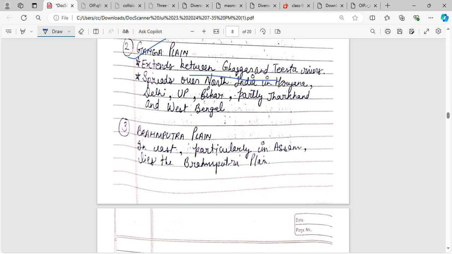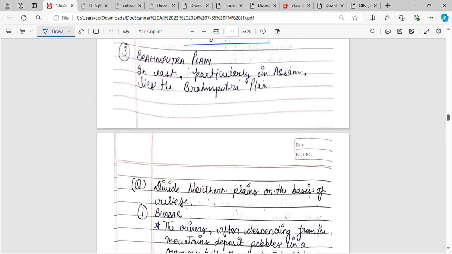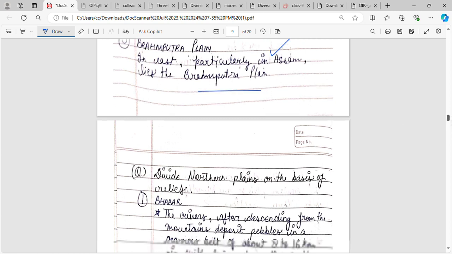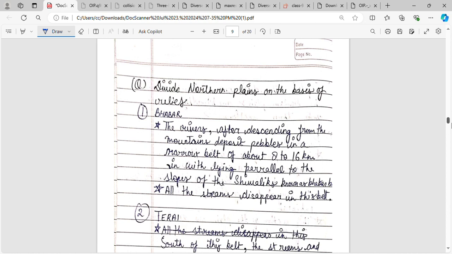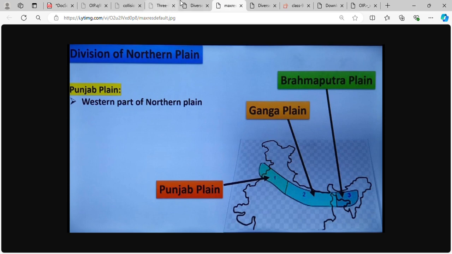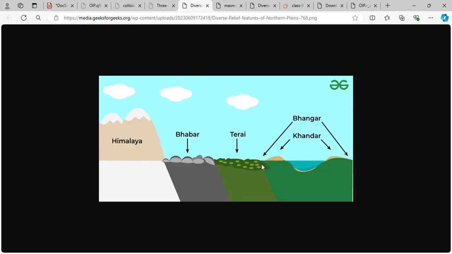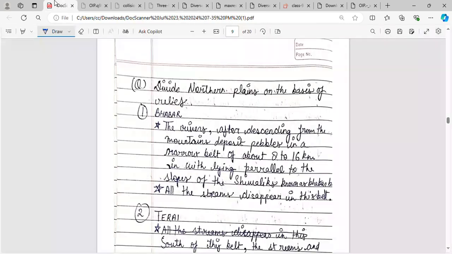Then second is the Ganga Plain. The Ganga Plain extends between the Ghaggar and Teesta rivers. It spreads over North India in Haryana, UP, Delhi, Bihar, partly Jharkhand and West Bengal. The Ganga Plain is quite big. Then the Brahmaputra Plain in the east, particularly in Assam, lies the Brahmaputra Plain. Now, divide the northern plains on the basis of relief.